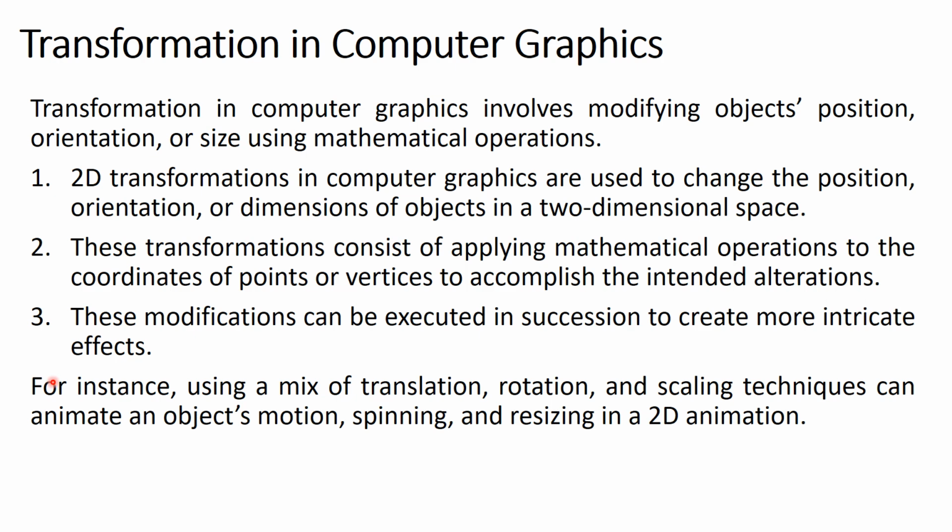Transformation in computer graphics. Transformation in computer graphics involves modifying objects' position, orientation, or size using mathematical operations.